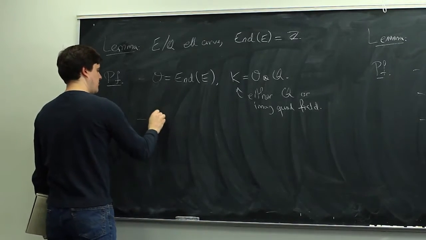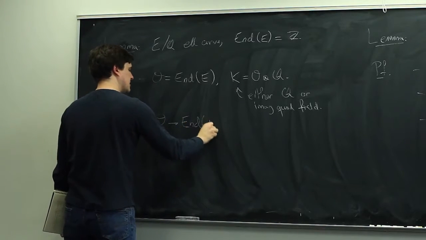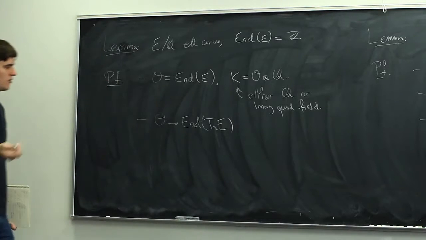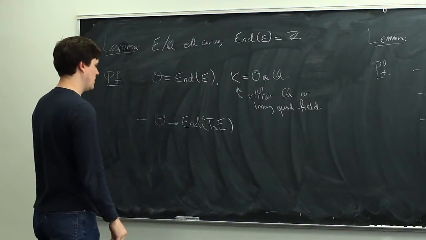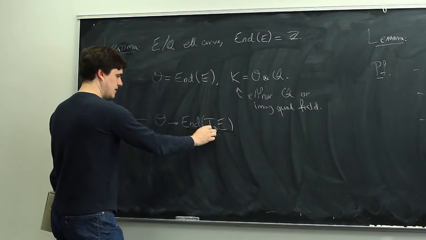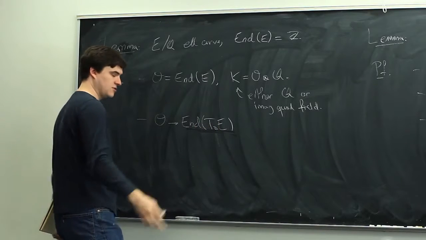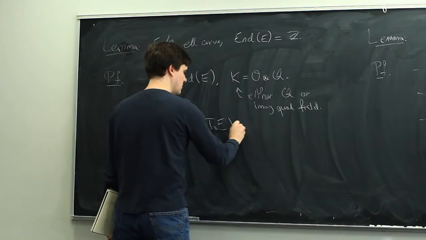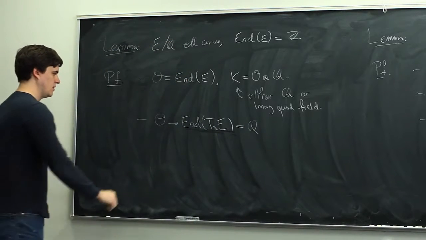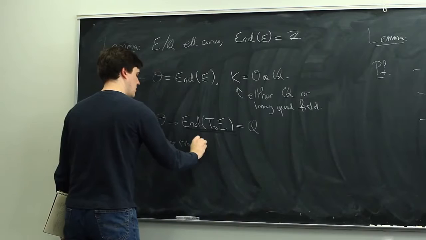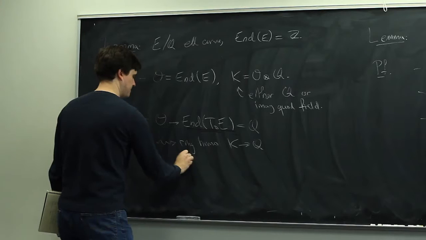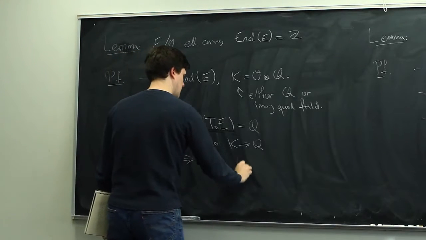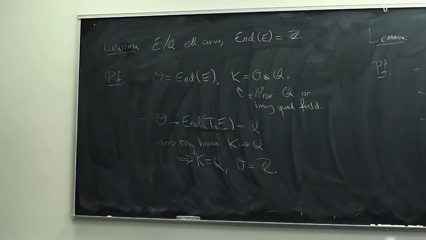So there's a natural map from O to the endomorphisms of the tangent space at 0 of E, because every endomorphism of E preserves the identity. So it's going to act on the tangent space. And the tangent space at 0 of E is a one-dimensional Q vector space. It's Q. So the endomorphisms of it is Q. And this is a ring homomorphism. So this gives us a ring homomorphism from K to Q, and that implies that K is equal to Q. And therefore O is Z. Okay?